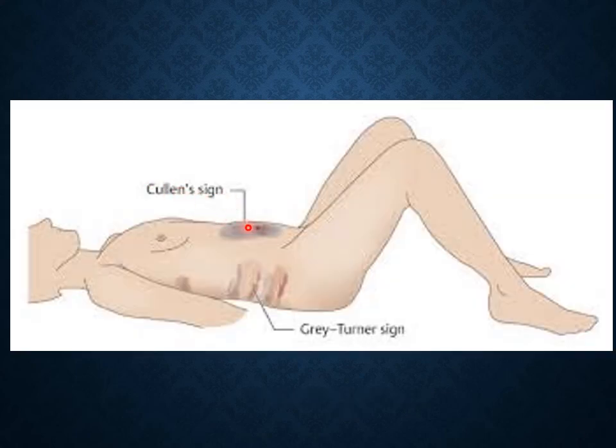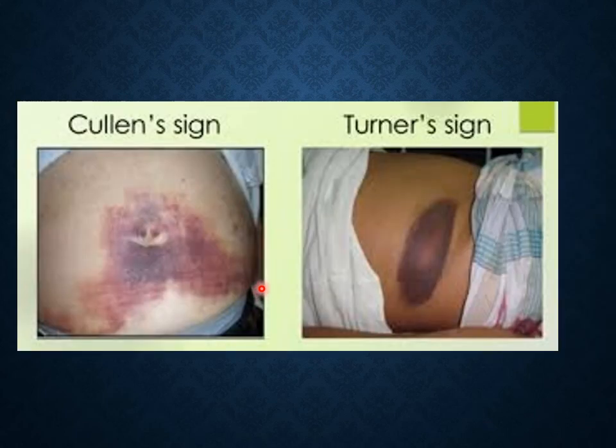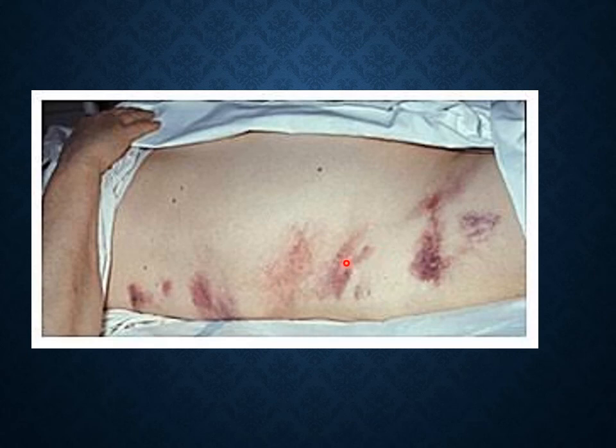This is the Cullen sign, ecchymosis around the umbilicus. This is in severe hemorrhagic pancreatitis, that is, bleeding into the abdominal tissues. And Grey Turner sign, bruising of the lateral and posterior abdominal wall. Cullen sign is bruising around the umbilicus, and Turner sign is on the side of the abdomen, the lateral wall of the abdomen. Here, Turner sign on the lateral and posterior abdominal wall, extending into the upper part of the right thigh.